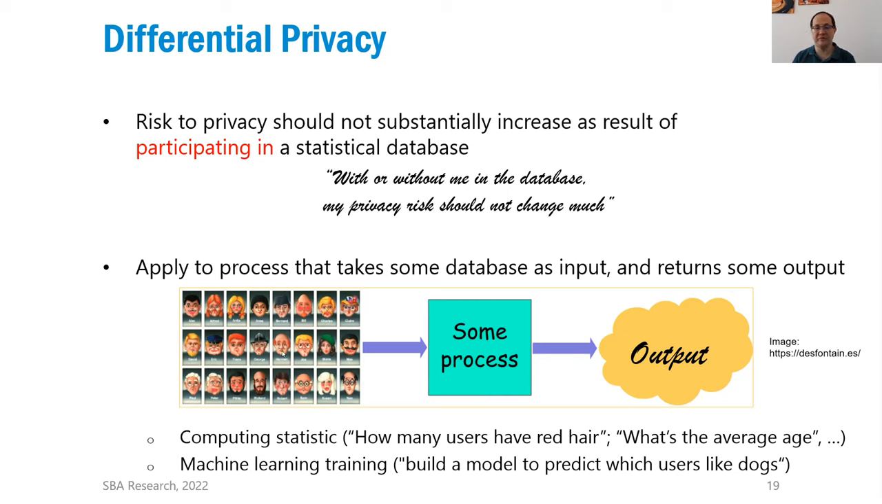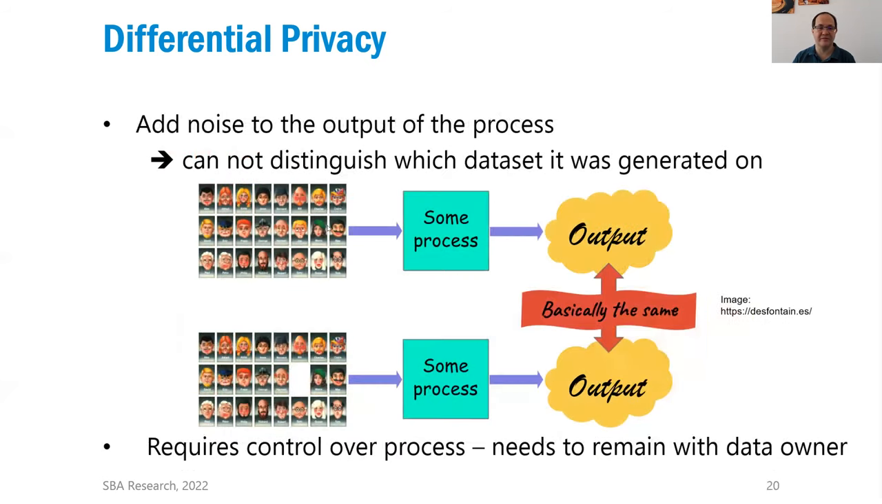This process could be simple statistical analysis, like counting, for example, how many people have red hair, or what's the average age. So relatively simple statistical moments to compute, or it could also be more complex processes like actually training a machine learning model that would maybe predict which of these people likes a dog or whatever. All of this, the resulting output of the process, should not endanger a certain person's privacy. So if you have a data set with or without a certain person, the output of the process that you run, for example the mean age, should not differ much, but should be basically the same.